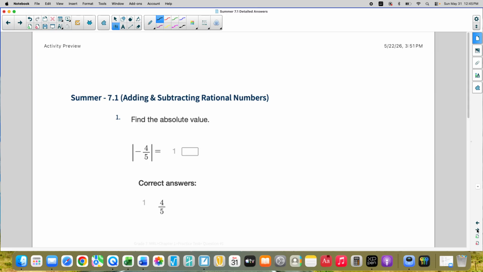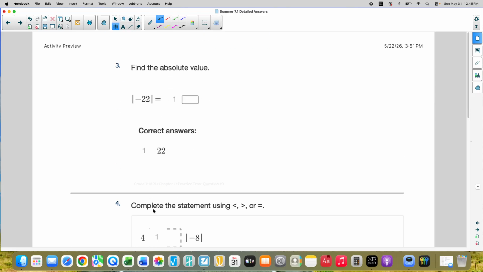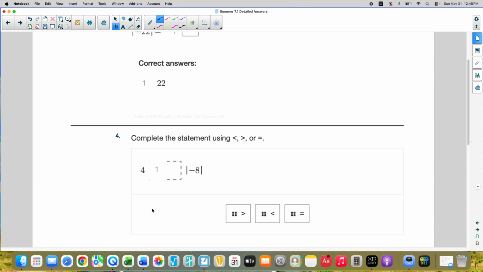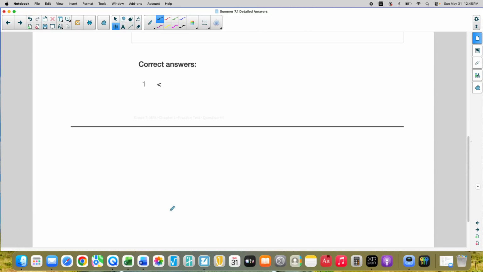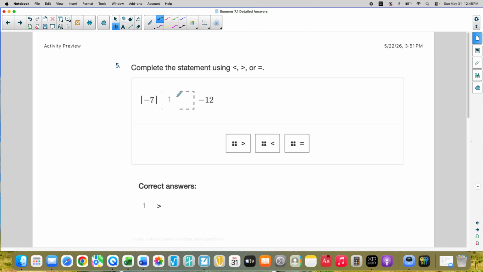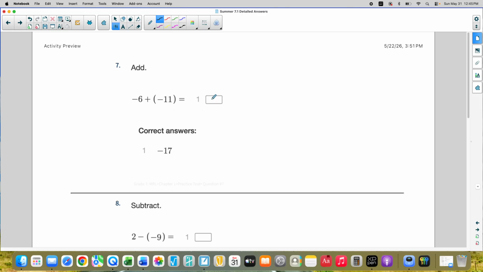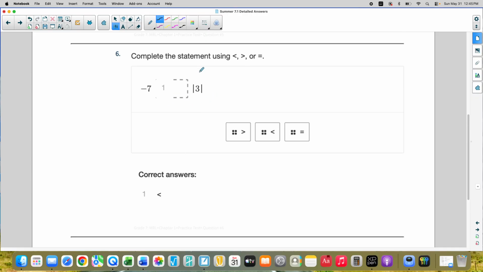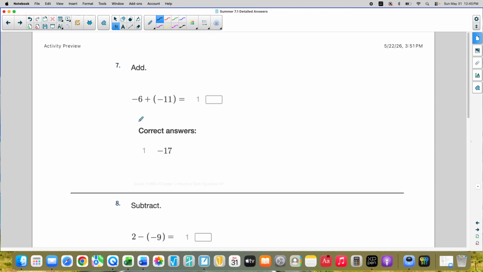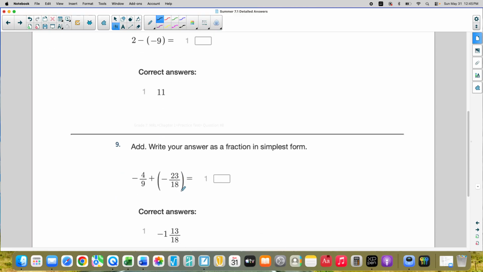That's it. Okay, so absolute values, and we can just go over these real quick. Yep, we got positive 4, 5. Good. Oh, sorry, we have to scroll. 6.43. Good. 22. Yes. We said less than. Correct answer is less than. Good. Correct answer is greater than. Yep. 7 is greater than negative 12. And then less than, because negative 7 is less than 3. Negative 17, yup. 11, yup.